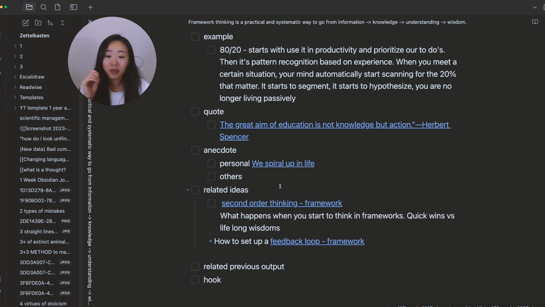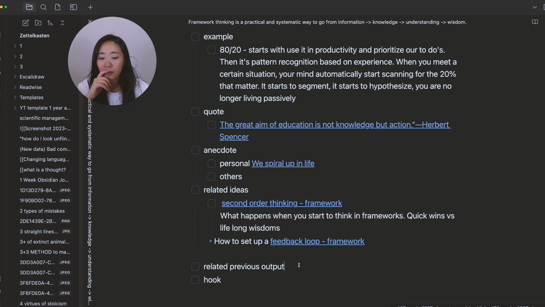So then let me move on to related ideas. Second order thinking as a framework is quite a good one. What happens when you start to think frameworks is not just immediate results, but also things that change fundamentally about who you are, which is really cool. Also, probably how to set up feedback loops so that you capture on this long-term change.